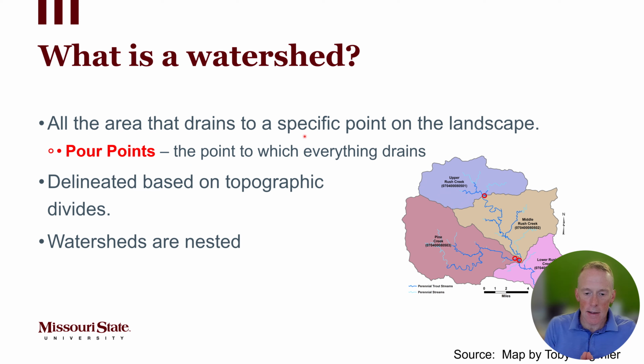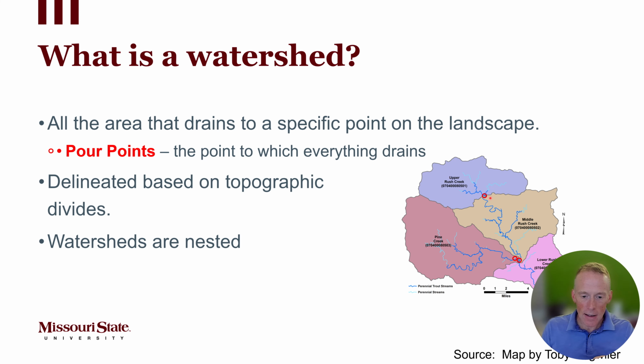So let's come back to this concept of what is a watershed. It's all the area that drains to a specific point in the landscape. So pour points are the points to which everything drains. So for the Upper Rush Creek watershed, all the water that falls in this purple area here eventually flows out through the pour point, which is the mouth of the watershed. That pour point, by definition, topographically, is the lowest point in the watershed because water flows downhill, so all the water is going to flow to the lowest point in the watershed.